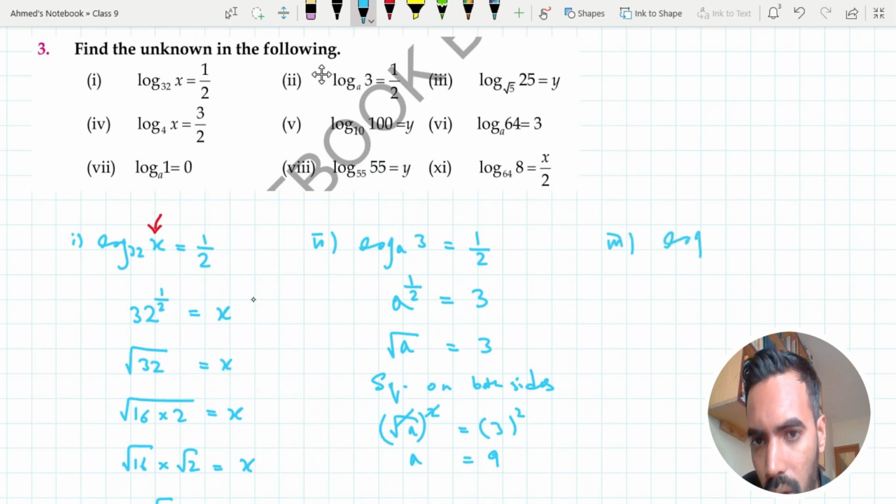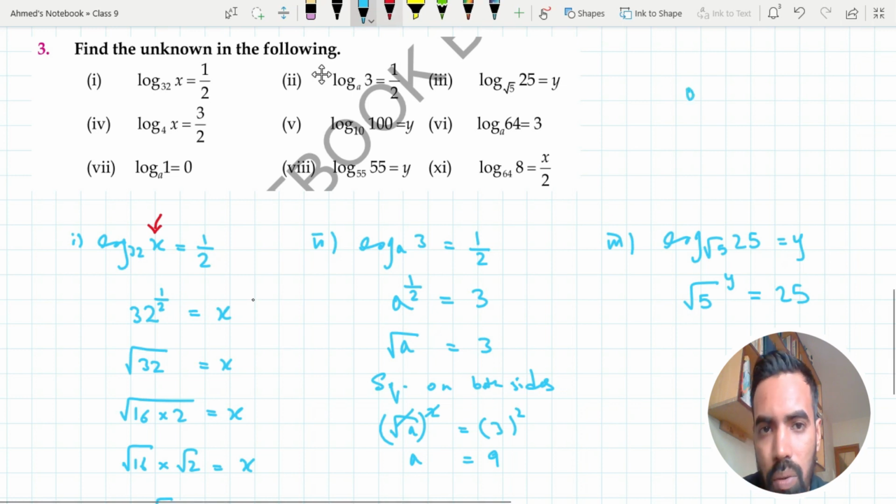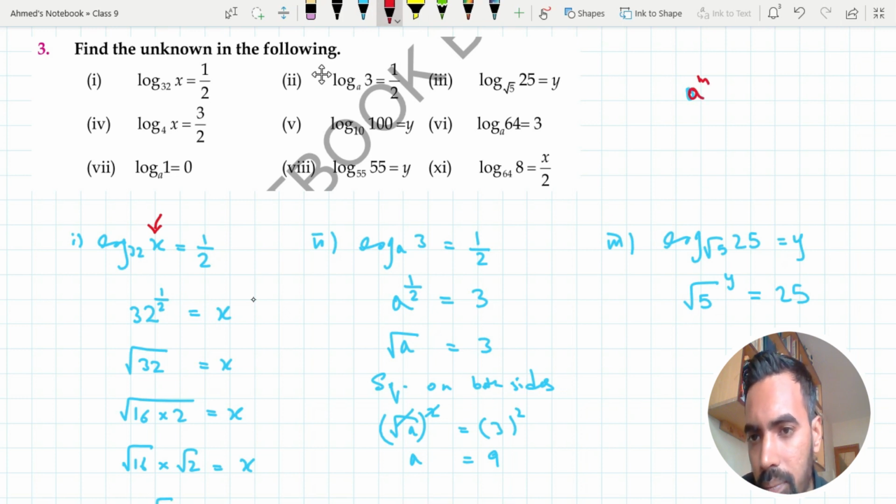Part 3 is about log root 5 of 25 equals y. So that would be base root 5 and power y equals 25. Now I need to find y, so somehow I need root 5 to appear on the other side too, so the equation can be equated. There is a rule: if you have equal bases, for example a to the power m equals a to the power n, then you can write m equals n.